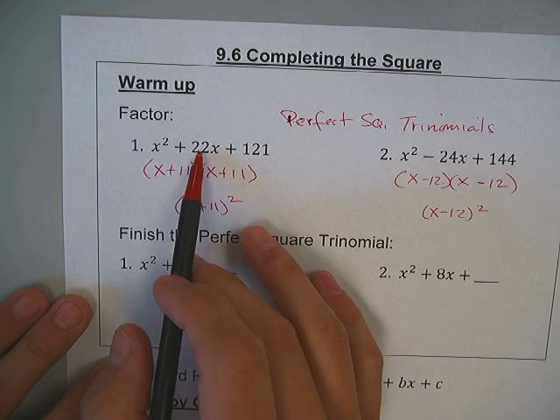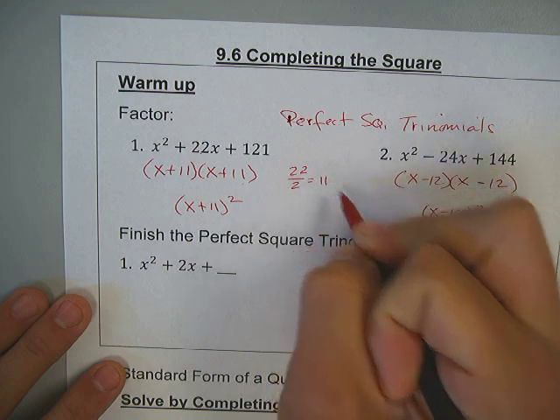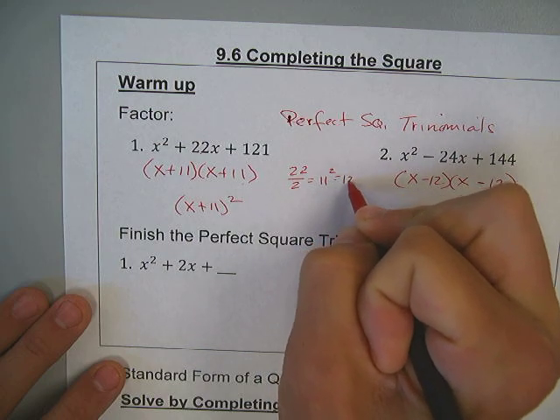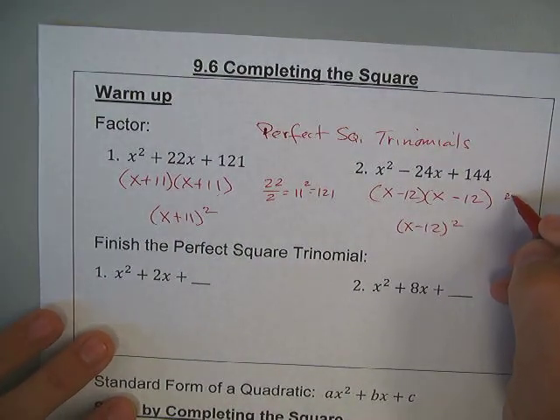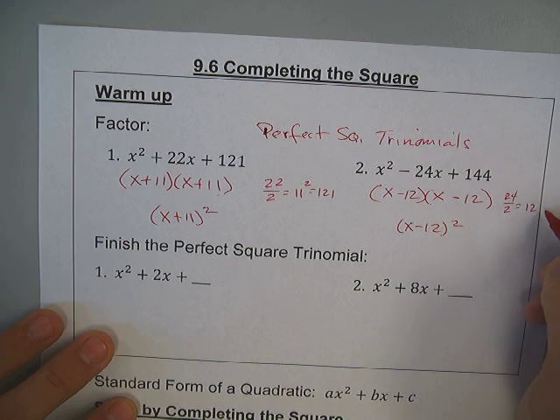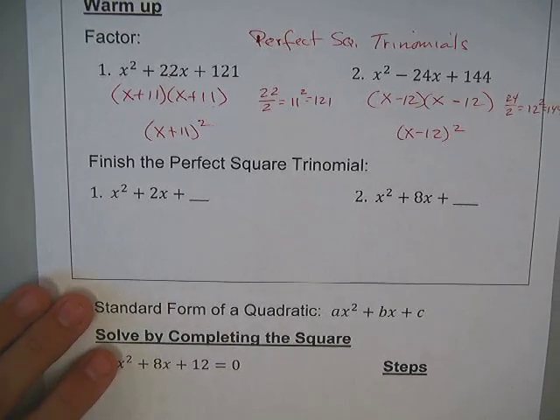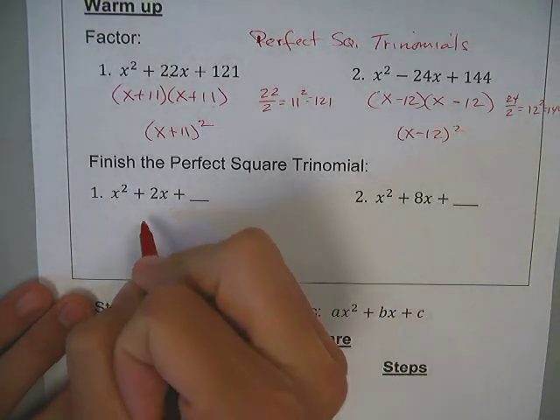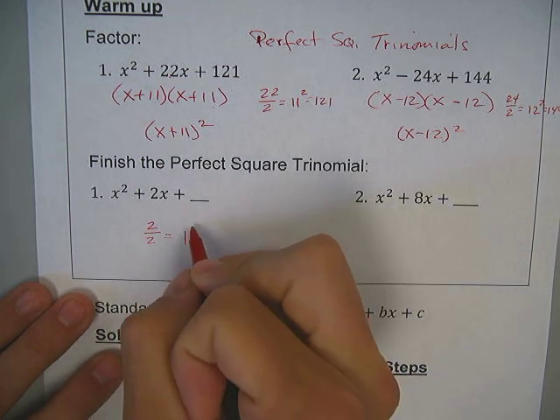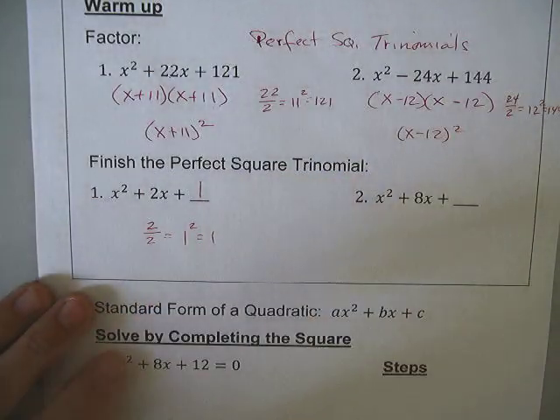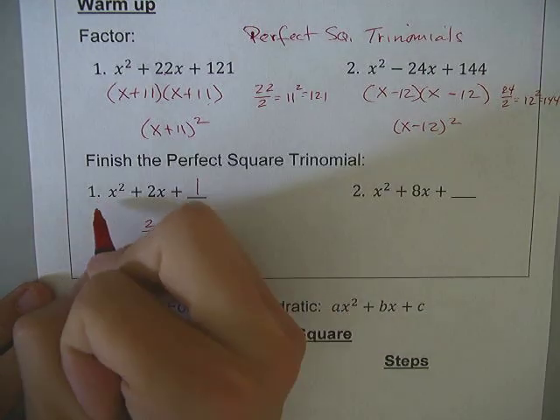The way these two numbers are related is you take this number, 22, divide it by 2, which is 11, and then square that, you get 121. Same thing with this one over here: 24 divided by 2 is 12, and then squaring it, you get 144. So to make this a perfect square trinomial, we would take this number 2 divided by 2, which is 1, and then 1 squared is 1. Okay, so a 1 right there would make that a perfect square trinomial.